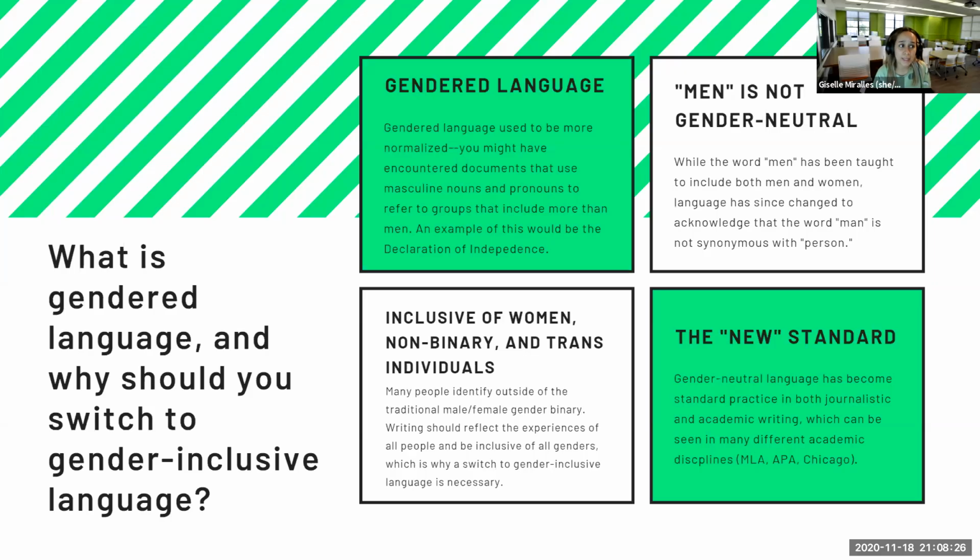It's also the new standard. Gender neutral language has become standard practice in journalistic and academic writing. And this is true for many different academic disciplines. So if you're writing MLA, APA, or Chicago, chances are that that is already the standard for those disciplines of writing. So you're not only being academically correct when you write in a gender inclusive way, you're also being mindful and inclusive of other individuals that are not men.